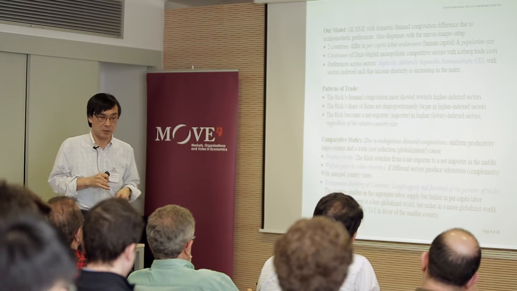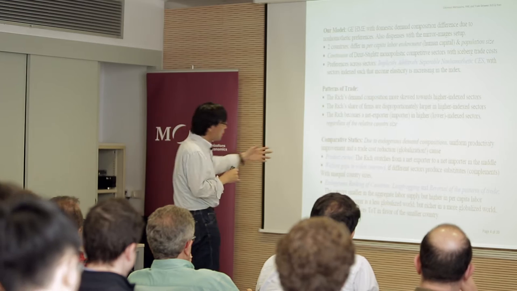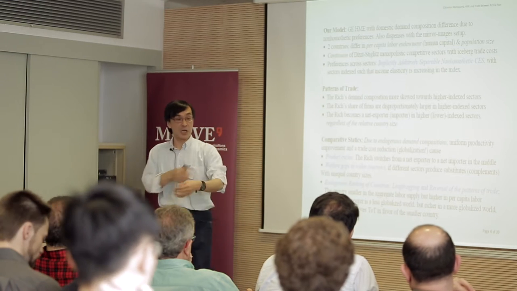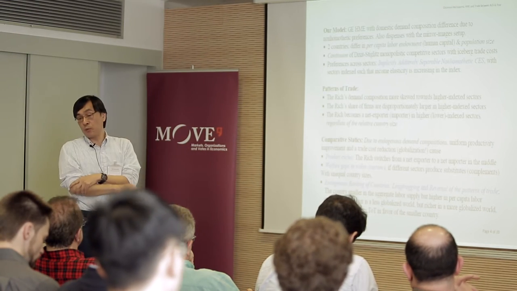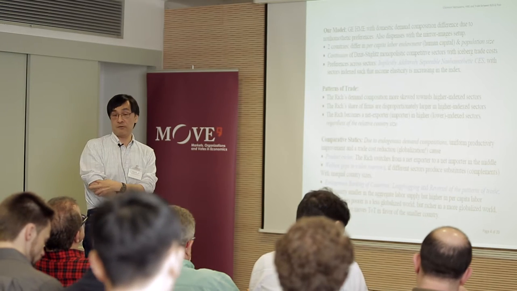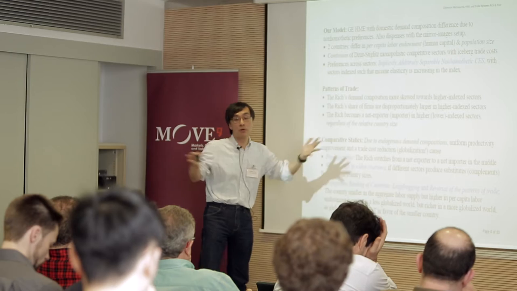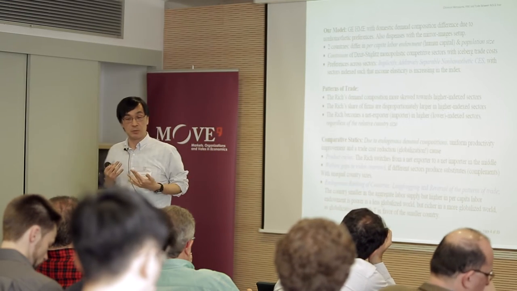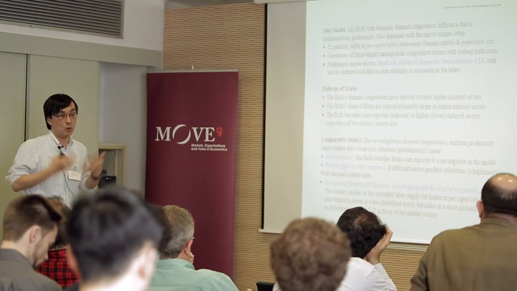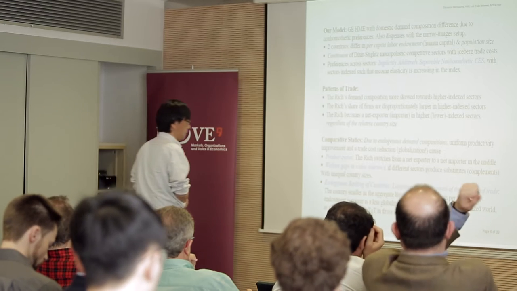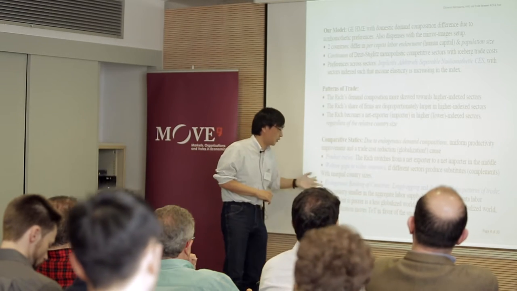Generated through product cycles. Okay? Now there are actually many models of the product cycle in international trade, but they usually rely on some kind of technology diffusion. Here, actually, it's the consequence of the world as a whole getting richer as a result of the productivity improvement or the globalization. Okay? And then I have some welfare implications.